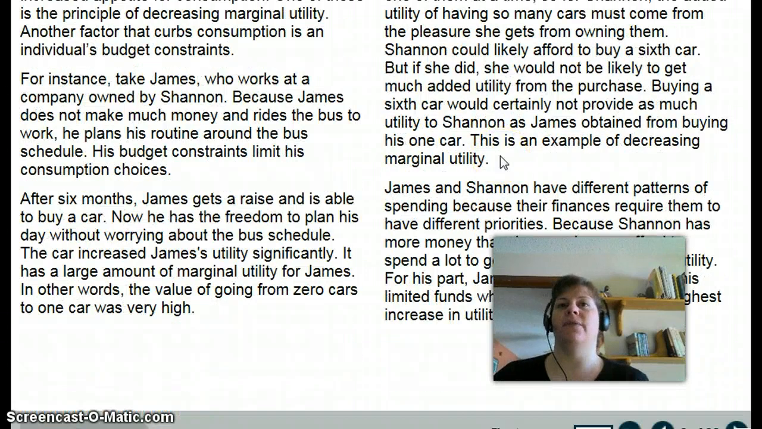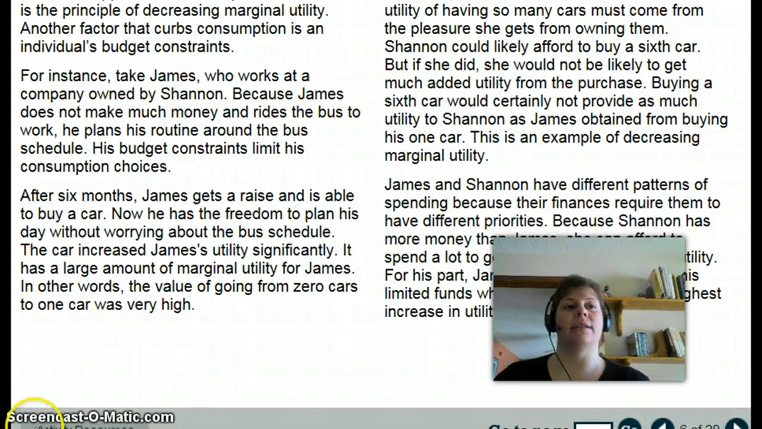James and Shannon have different patterns of spending because their finances require them to have different priorities. Because Shannon has more money than James, she can afford to spend a lot to get only a small increase in utility. For his part, James must be careful to put his limited funds where they will result in the highest increase in utility.